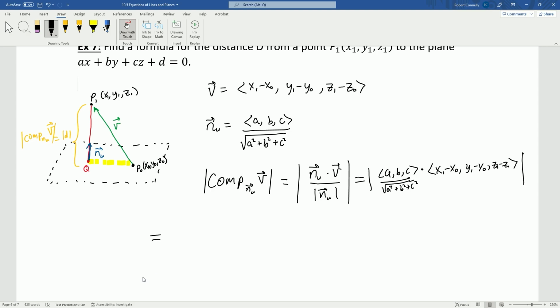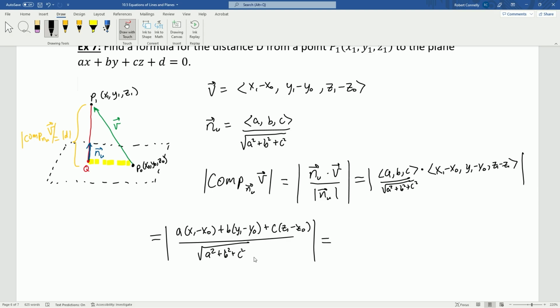Okay, so this gets a little messy here, but let's work it out. This here is just dividing by a constant, so we know with the dot product we can do that in any order. I can just leave that constant underneath and just dot these vectors above. And so this becomes the absolute value of A times x1 minus x naught, plus B times y1 minus y naught, plus C times z1 minus z naught, over the square root, and we're still taking the absolute value here.